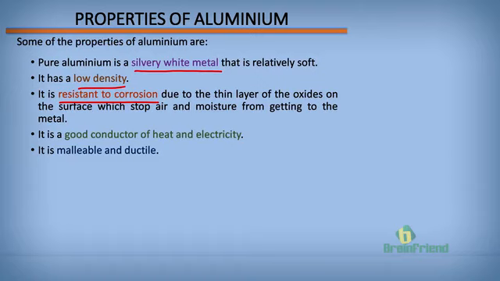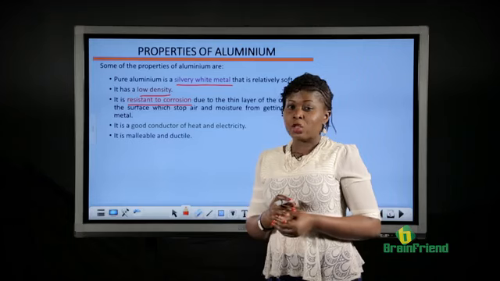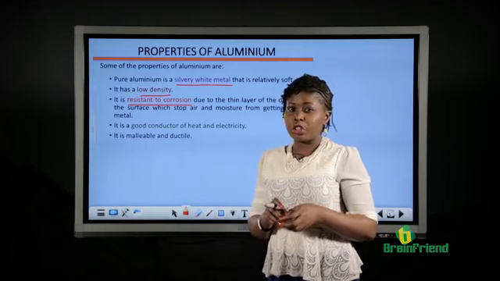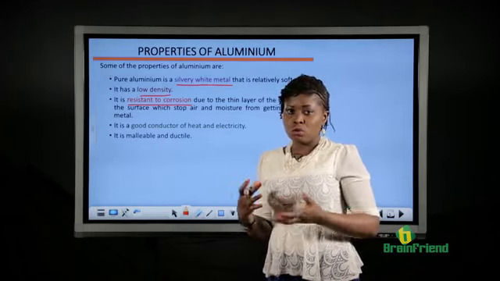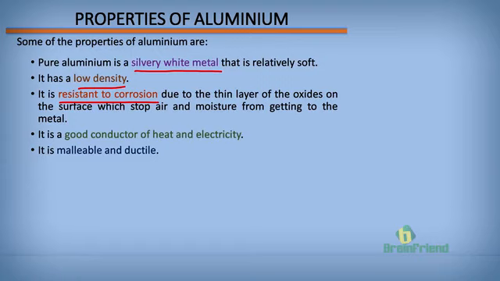We know that the main cause of rust is the presence of air, actually oxygen, and moisture on a metal. These two, when they are together on a metal, cause rust to occur. But we are saying that aluminium is resistant to rust, because it has a thin layer of oxide on the surface that stops air and moisture from getting to the metal itself, so it doesn't rust easily.